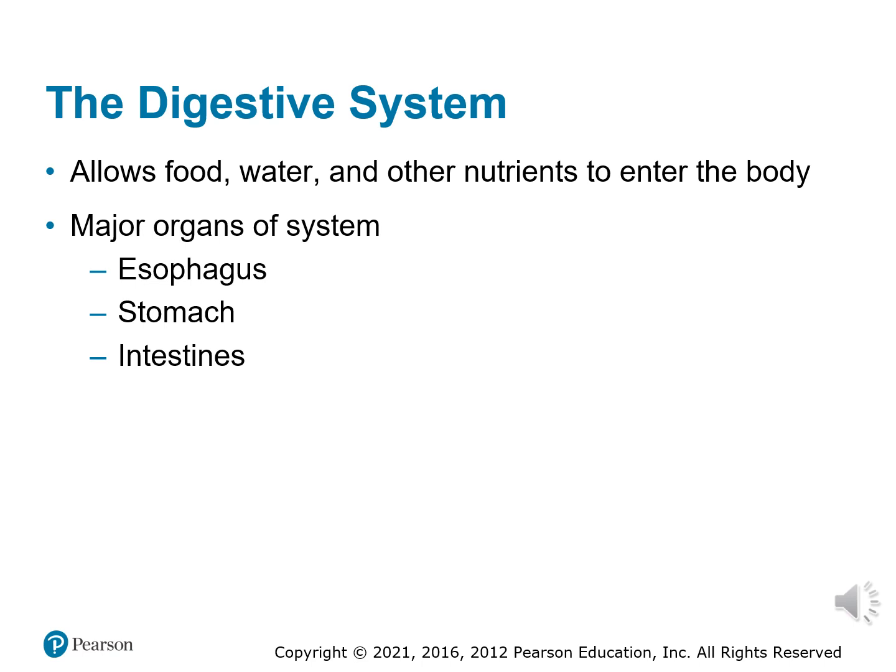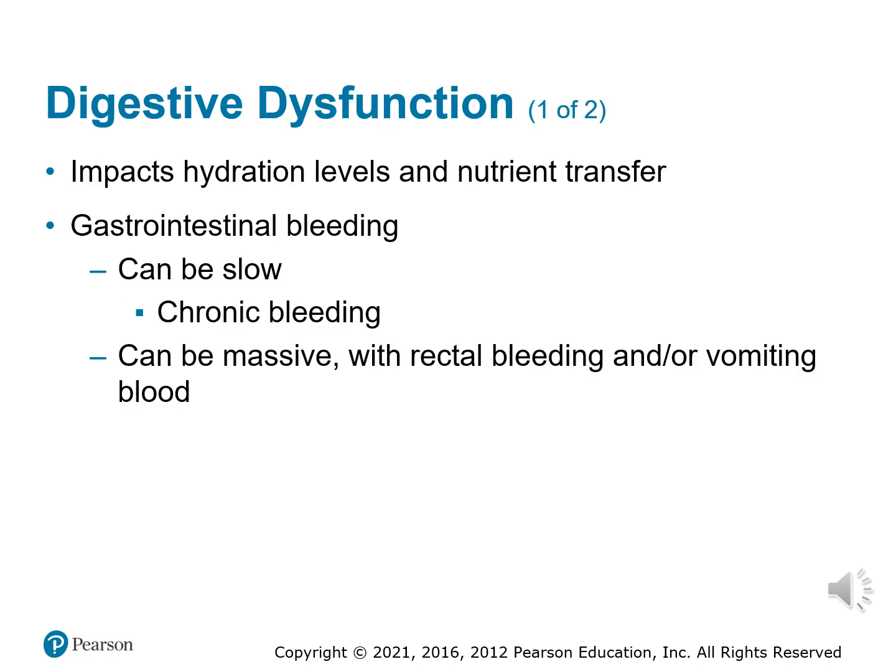The major organs of the system include the esophagus, the stomach, and the intestines. Next is digestive dysfunction. It impacts hydration levels and nutrient transfer. Gastrointestinal bleeding can be slow and chronic. It can also be massive, with rectal bleeding and or vomiting blood.